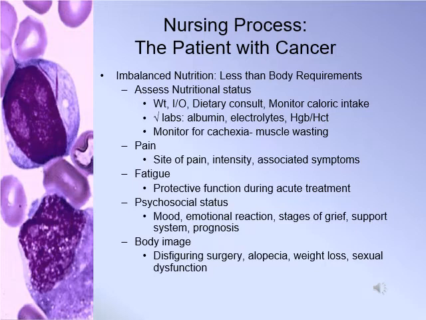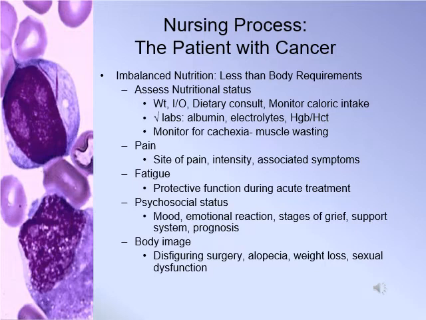Psychosocial status, of course, there could be, like I said, anticipatory grieving, altered family processes, all of these things that go into the mood, the emotional reactions, stages of grief, and all of that. So we will definitely get hospice involved when that would be appropriate if the patient is wishing for that. We'll at least give them all of the information so that they can make an informed decision.